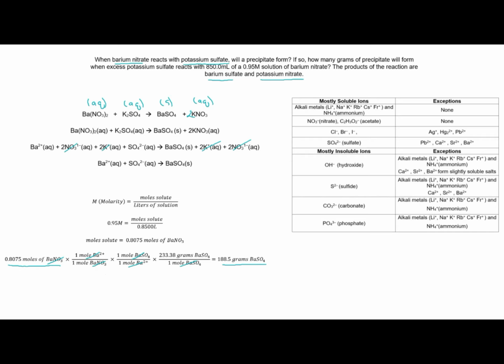So that's using the net ionic equation, but we can also do this using the molecular equation. Again, starting with my 0.8075 moles of barium nitrate, I am simply going to use my barium nitrate to predict my barium sulfate. So here's my mole ratio. Again, I get cancellation, and then I just convert moles to grams, making sure my moles cancel, and I get the same answer, 188.5 grams of barium sulfate. This is another case of use the method that makes the most sense to you.